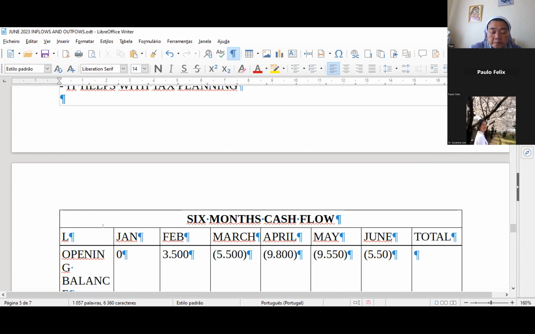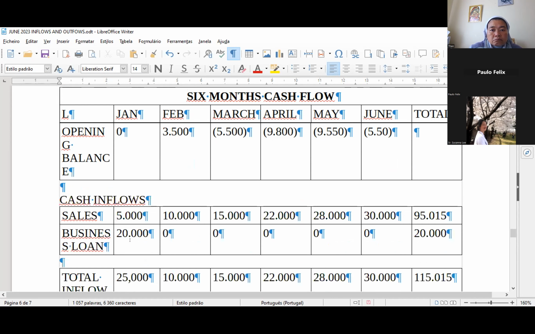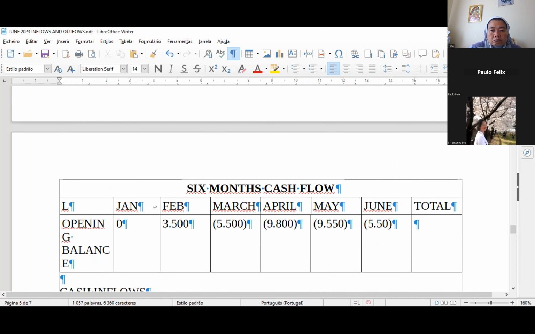Then, for example, what I'm going to share with you is a summary, but for example, what happens in each month. We say this is a 6-month cash flow. For example, maybe in our congregation we have 3 months, but this one is 6.